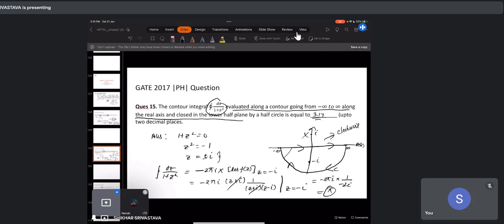So simple procedure: first find poles, then see which of the poles is lying within the curve, and then just use this Cauchy residue theorem to find the answer. And also be aware that in the question, if they mention that the contour is going in the clockwise direction, then you have to take minus sign. So this is clear? Yes, sir.